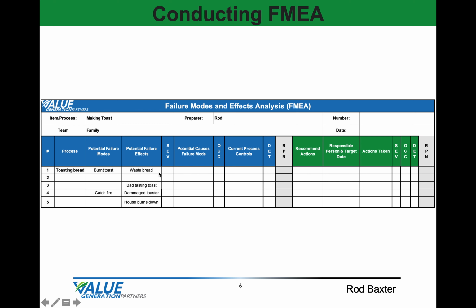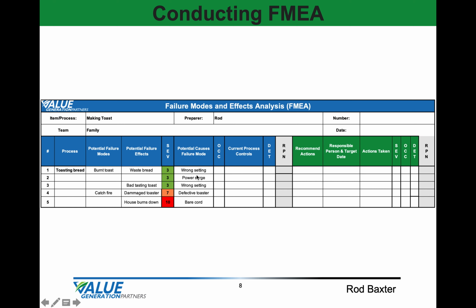So we'll give each of these a severity ranking of 1 through 10. We gave these first 3 a ranking of 3 for a low level of severity. For the damaged toaster, we gave it a ranking of 7. We'll need to replace the toaster. If the house burns down, we gave it the highest severity ranking of a 10. So this will require corrective action regardless of the rest of the scores.